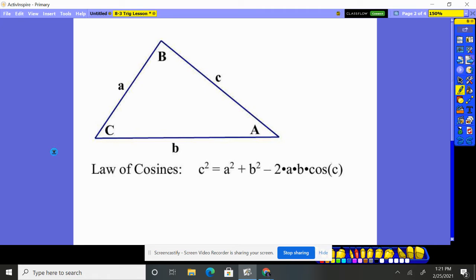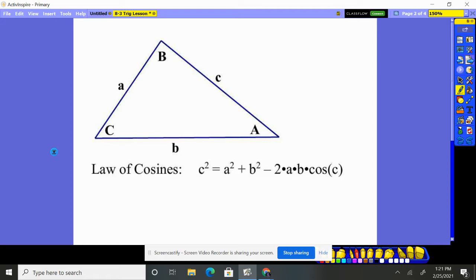Well, there's a relationship that exists here, and it's called the law of cosines. It helps us find a missing side or a missing angle if we're given enough information on any triangle. On a right triangle, we already know how to take care of things. But what if it's not a right triangle? Well, this takes care of things.